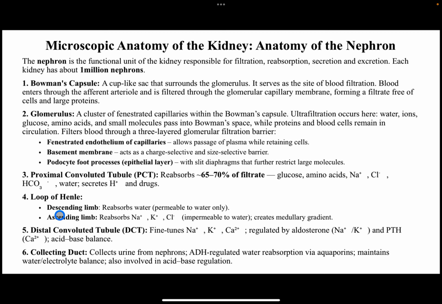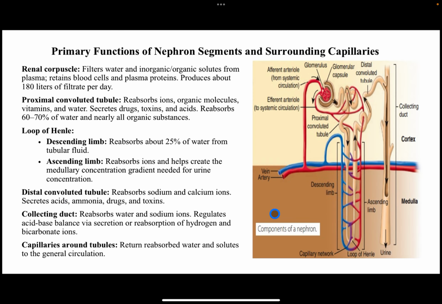Then we have the loop of Henle. The loop of Henle, like I said earlier, is made up of 2 parts. So this is the loop of Henle from here rising up. The part descending is called the descending limb of the loop of Henle. Then the part rising is referred to as the ascending limb of the loop of Henle.